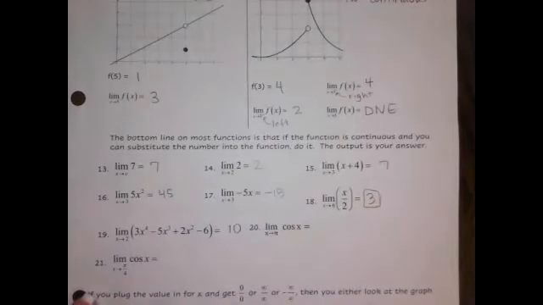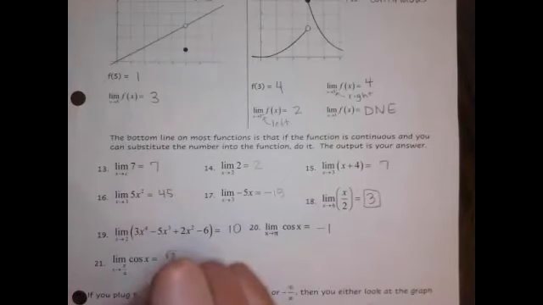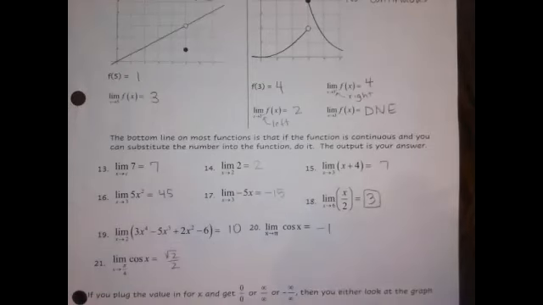The cosine curve. That is continuous. Remember, we graphed that. It was that up and down, and it is continuous. So I can plug that in. The cosine of pi is -1. Again, same curve. The cosine of pi over 4 is √2/2. So any graph that is continuous, plug it in. That's the easiest way to find the limit.